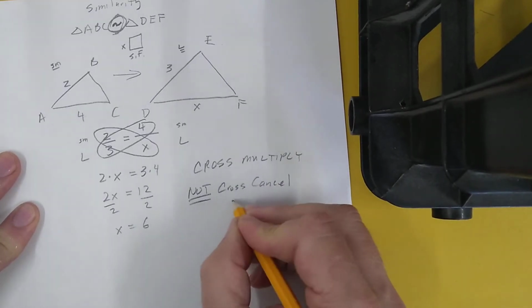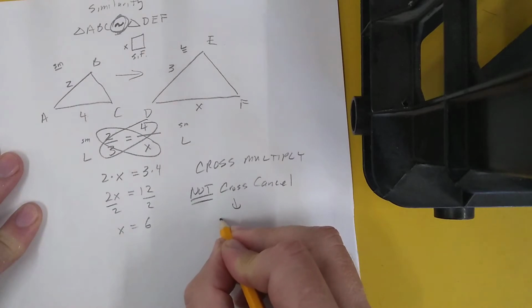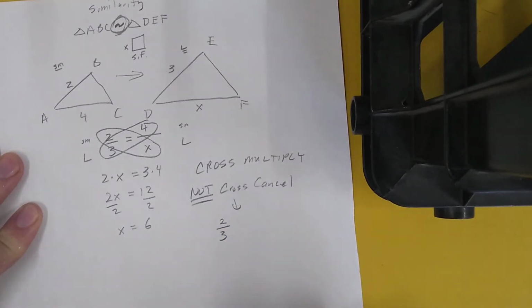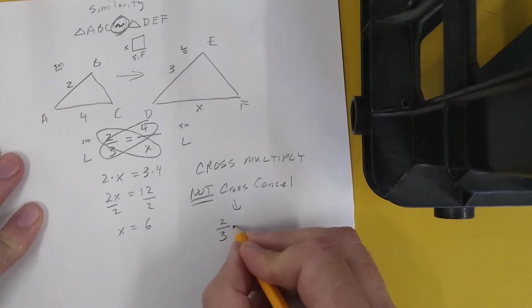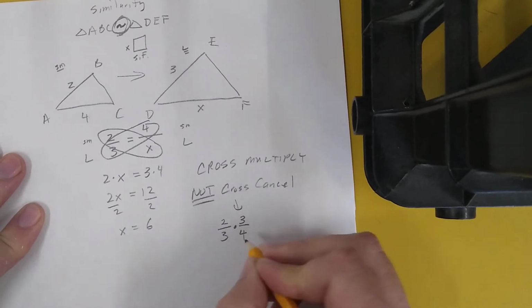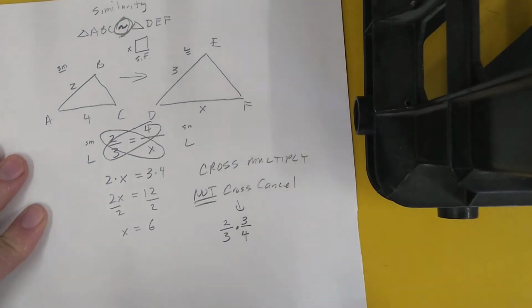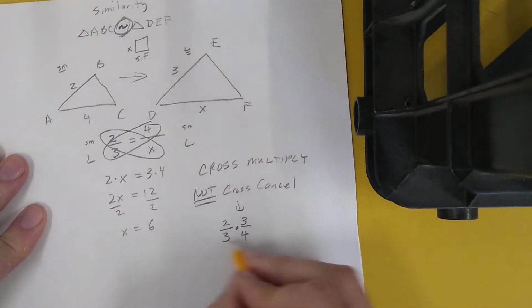Cross cancel is this. Maybe I have a recipe that requires 2/3 of a cup of sugar, okay? And I'm trying to make a slightly smaller batch. I only want to make it for maybe 3/4 the size. So if I multiply that by 3/4, this will tell me the right amount of sugar to put in this new smaller recipe. Now notice there's no equals here.